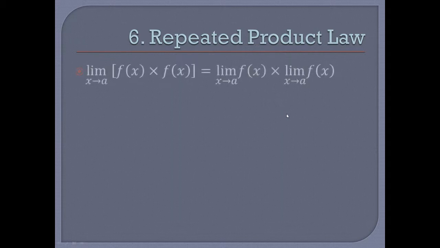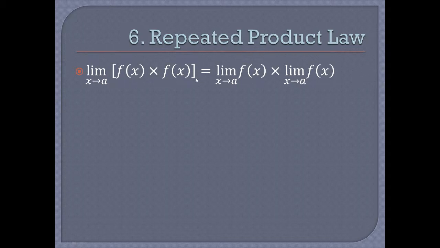This is kind of an extension of the product law from yesterday. So the extension is basically what happens if both functions are exactly the same. We'll get the following. We get the limit as x goes to a of f of x times f of x is equal to the limit as x goes to a of f of x times the limit as x goes to a of f of x. It's really no different than yesterday.